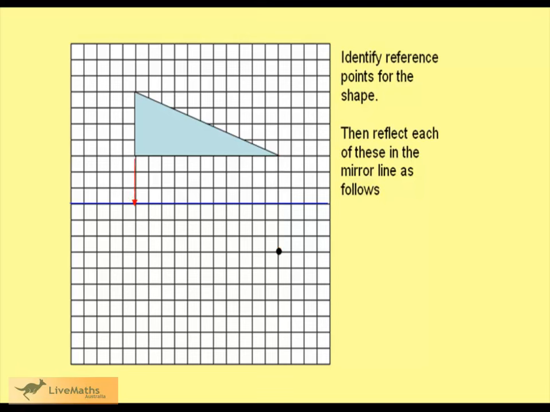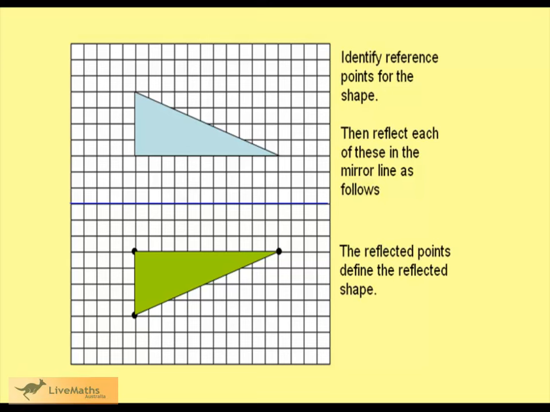Do the same with the other reference points. 3 squares up to the mirror, so 3 squares beyond, putting us here. For the final reference point, we have this far, 7 squares up to the mirror, so we go 7 squares beyond, giving us the reference point here. We can then draw the triangle. This is because the reflected points define the reflected shape.